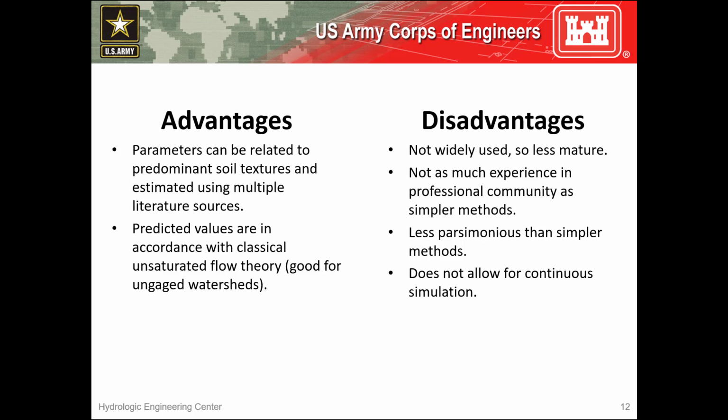Now let's finish by talking about advantages and disadvantages to this method. The primary advantages when using the Green-Ampt method are that all the parameters can be related to predominant soil textures, and predicted infiltration is in accordance with classical unsaturated flow theory. And this means that it's a good choice when you don't have observed runoff data. However, this method is more complicated than either the initial and constant or deficit and constant methods. Because of that, it hasn't been applied as many times as initial and constant or deficit and constant. Also, since it has more parameters, this method is less parsimonious than simpler methods.